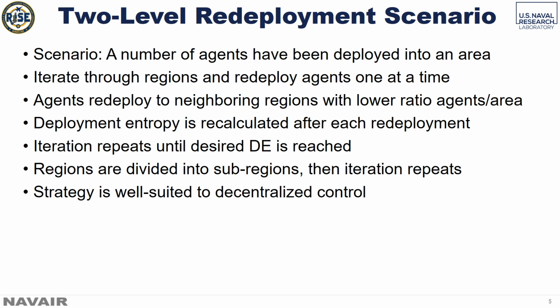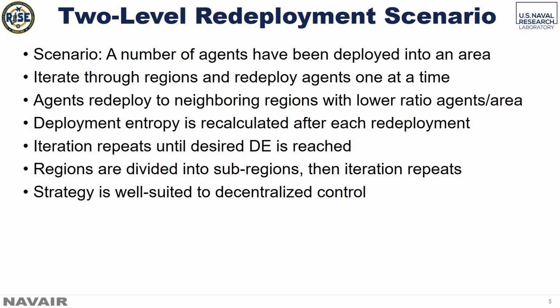The original work establishes a two-level redeployment strategy for utilizing deployment entropy in area coverage. The scenario is a number of agents have been deployed into your area of interest, and you've already divided your area up into your regions and your subregions. You iterate through your regions one at a time, redeploying agents. Agents redeploy to neighboring regions with lower ratios of agents to area one at a time. After each redeployment, your deployment entropy is recalculated. This is your global redeployment phase.